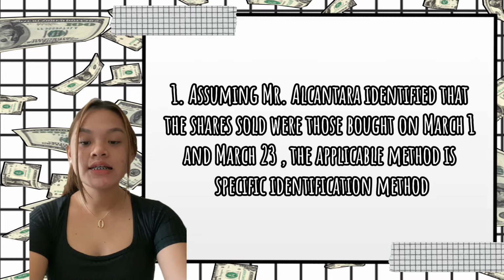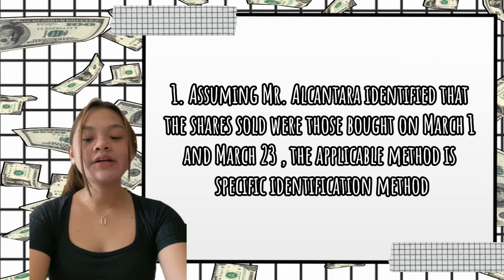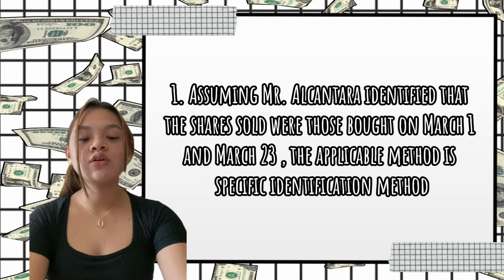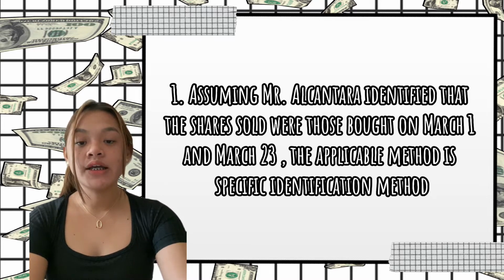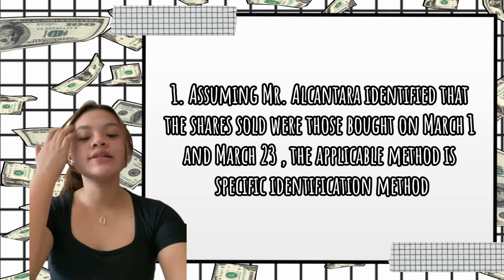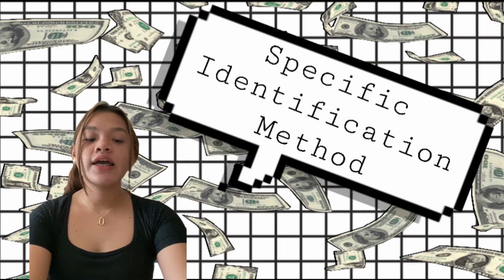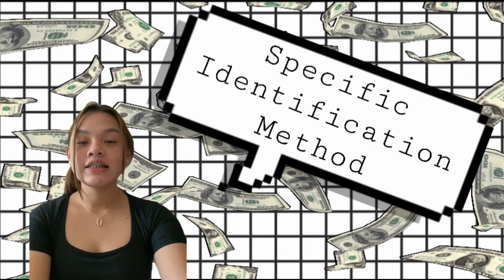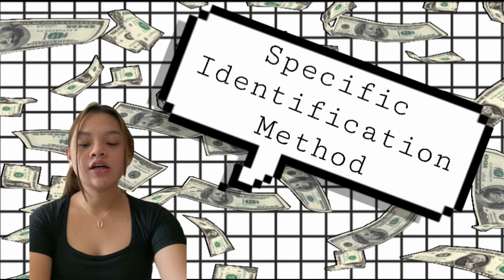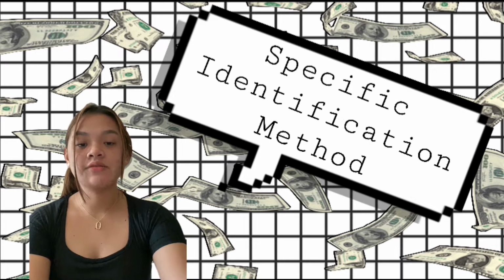First, assuming that Mr. Alcantara identified that the shares sold were those bought on March 1 and March 23, the applicable method is the specific identification method. So what is the specific identification method? A specific identification method is used to track individual items of inventory.